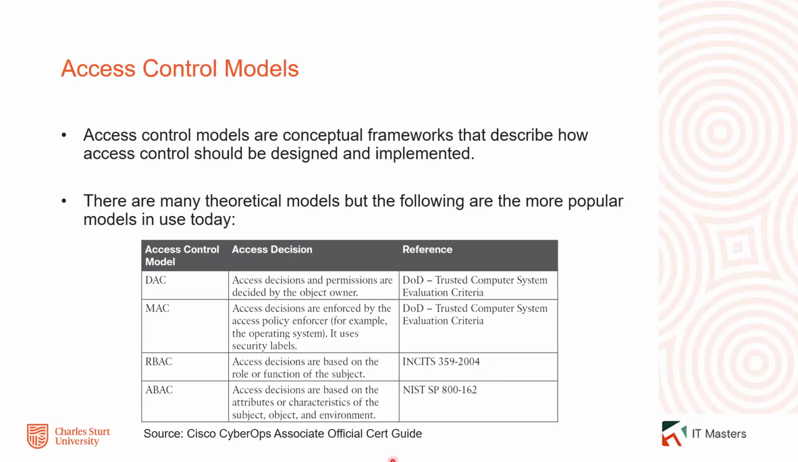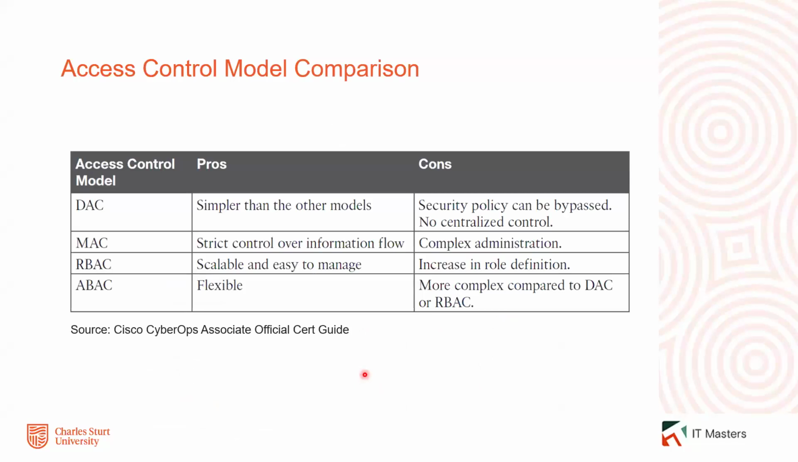And the main access control models are discretionary access control, mandatory access control, role-based access control, and attribute-based access control, which are referenced in these particular standards. I won't go through this particular decision because we'll look at that as we go through the next few slides.